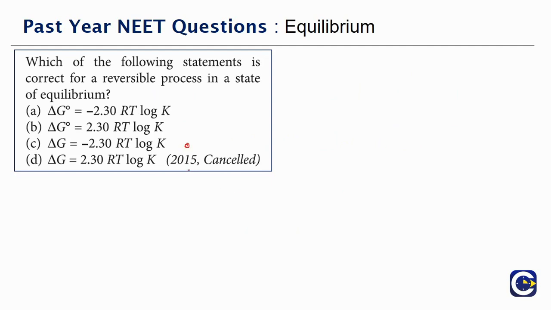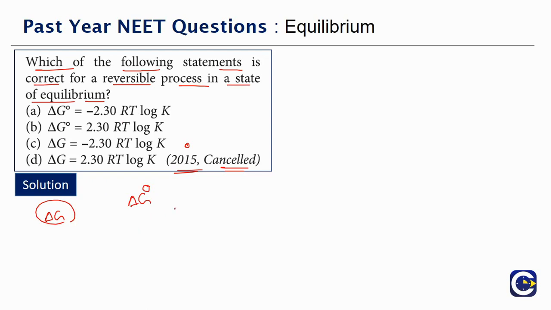This is a question that has come in the 2015 cancelled paper. It's a straight question on the formula. Which of the following statements is correct for a reversible process in a state of equilibrium? So here if you look at these formulae, what are we having? We are having either the expression for delta G or delta G naught. Now we have a relation between the delta G value and the reaction quotient of the reaction.